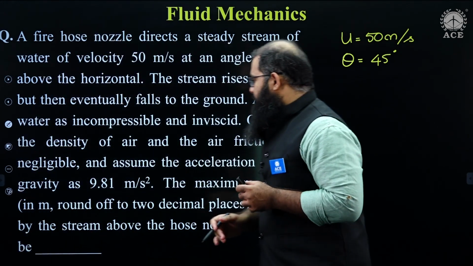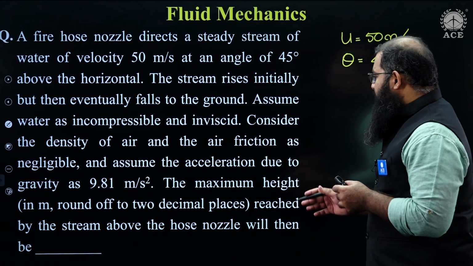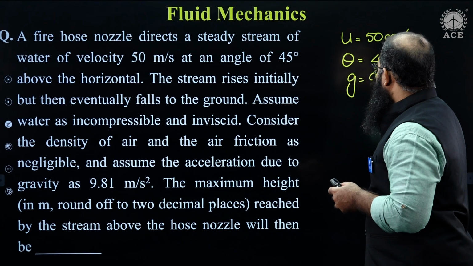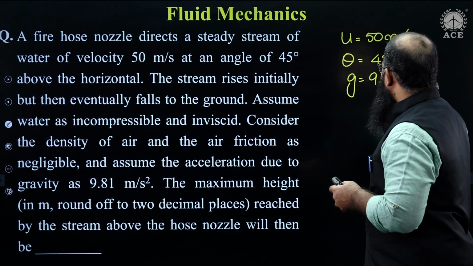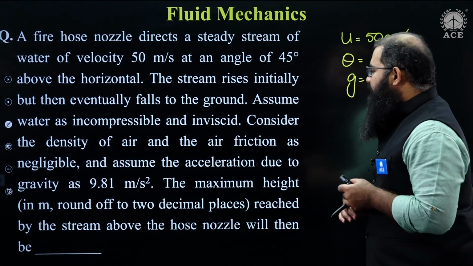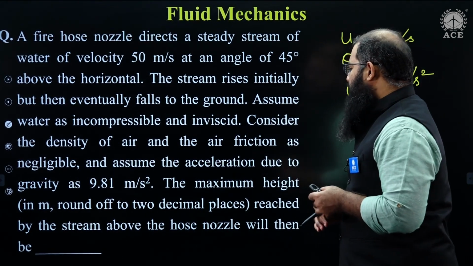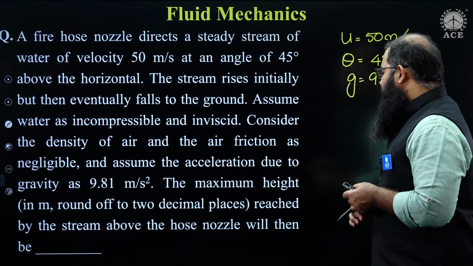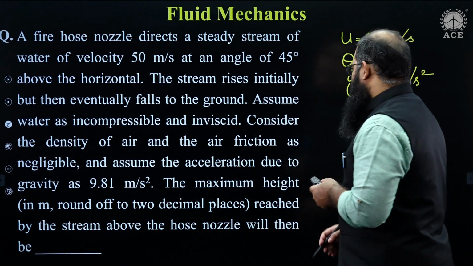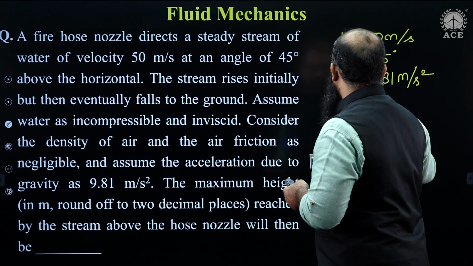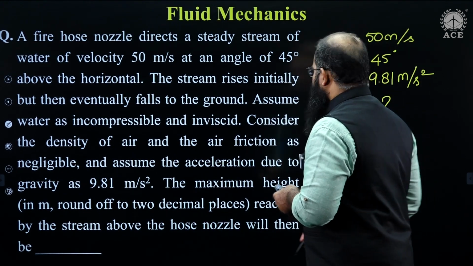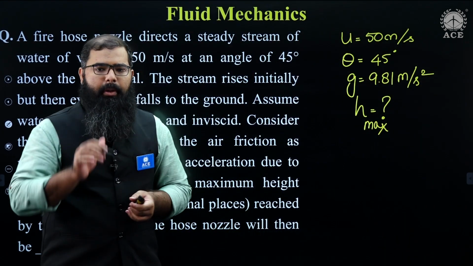Furthermore, it says to assume the acceleration due to gravity, that is g, happens to be equal to 9.81 meters per second square. The maximum height in meters, rounded off to 2 decimal places, reached by the stream above the hose nozzle will be equal to how much? So the maximum height it has reached, let us say h max, is being asked over here. It is equal to how much?